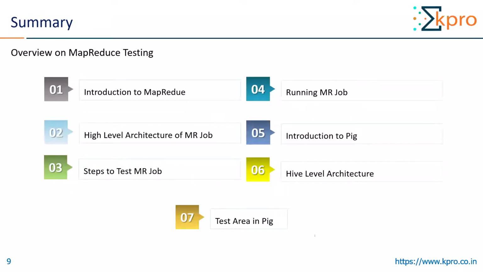That's all from today's session. Let me quickly summarize what are the things I have covered. First, I had given an introduction to MapReduce. Then we have seen high-level architecture for MR. Then we have seen steps to test MR job. Then running MR job steps. Then I have given introduction to Pig. Then we have seen high-level architecture. And finally we have seen test area in Pig.